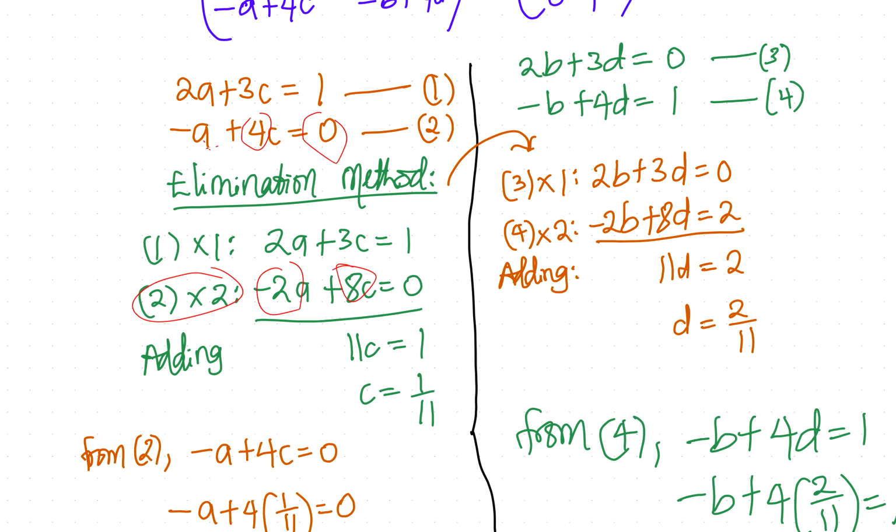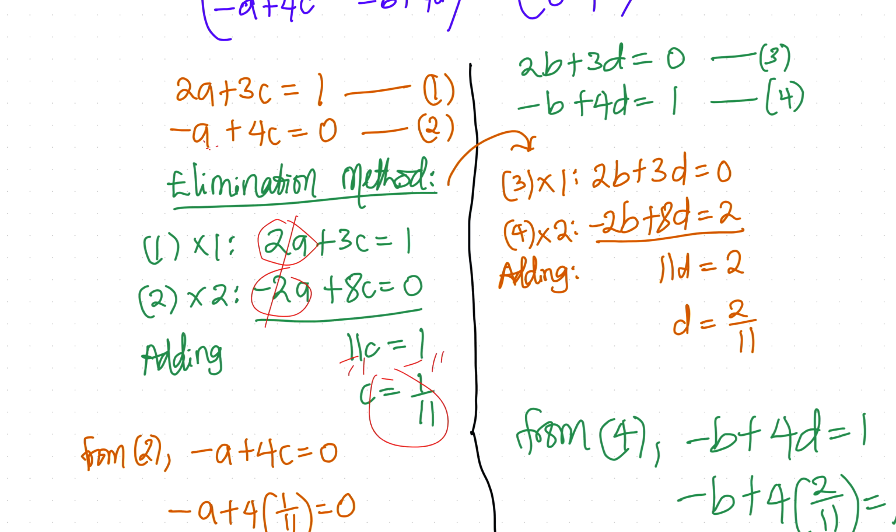So now we are set to eliminate A. To eliminate A, we can add, because this is 2A minus 2A. If you add 2A plus minus 2A, that's 0. So that will go. And then you can add 3C plus 8C, that's 11C. 1 plus 0 is 1. Divide through by 11. So C is equal to 1 over 11.